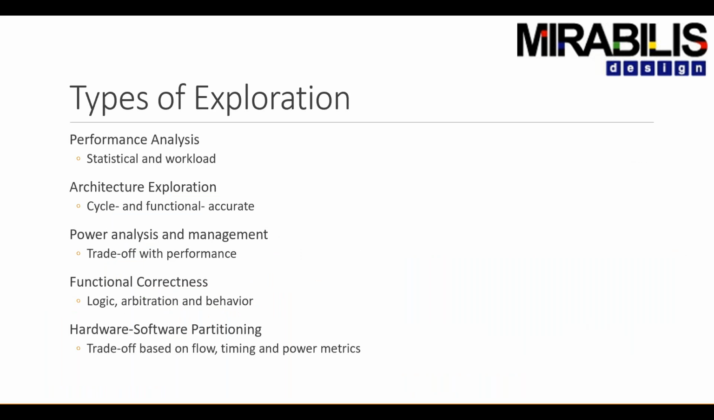Now, there are really 5 different types of exploration around performance modeling. First and foremost is performance analysis. These relate to statistical and workload studies. So for example, if I increase the traffic on say a bus architecture, like a network on chip or say a token ring, what is the latency as I go from say 1.6 gigahertz at a 64-byte request to say 4 gigahertz at a 16-byte request? What is the impact on the system?